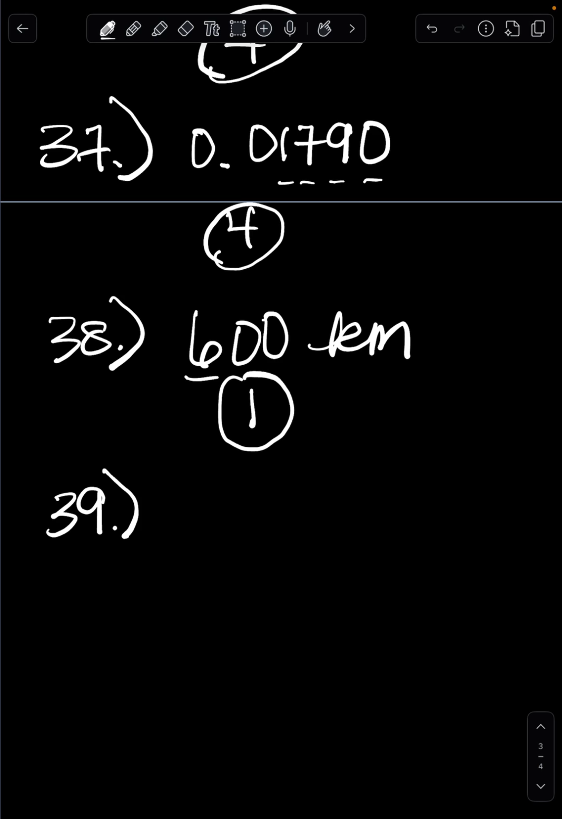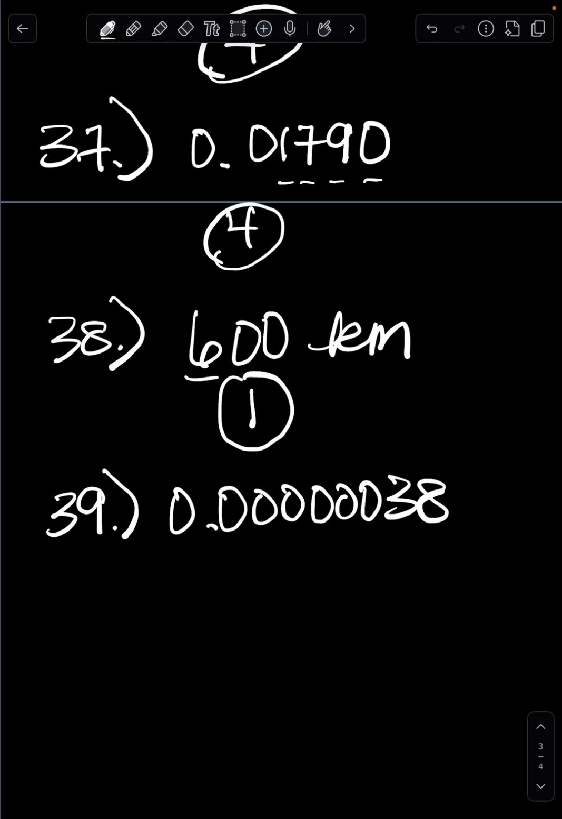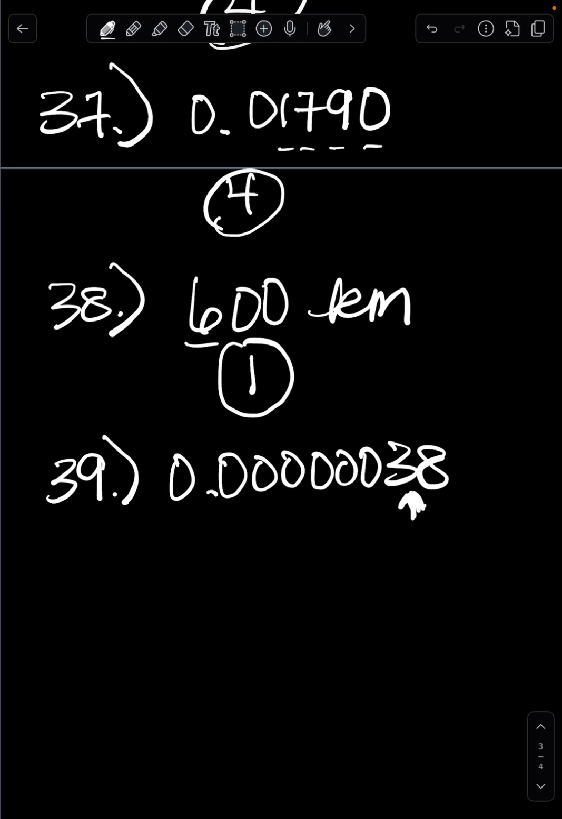Number 39, write each number in scientific notation. Okay, so we have 6 zeros and then a 38. So in order for it to be in scientific notation, I need to have a number in between 1 and 10, but not equaling 10. Okay, so that means I'm going to have 3.8. I'm going to put my decimal right here where that arrow is. 3.8 times 10 to some power.